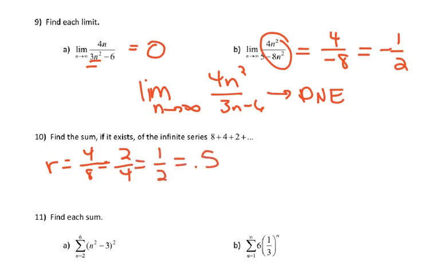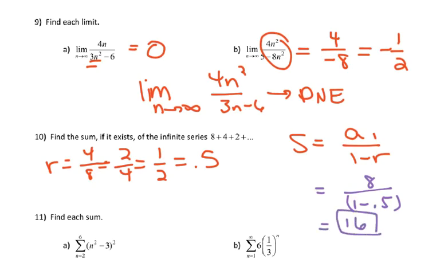All right, so the formula for finding the sum of an infinite geometric series is the first term divided by 1 minus the common ratio. So the first term is 8, and the common ratio is 0.5, and as long as you put that in parentheses, you'll find out that the sum is 16.